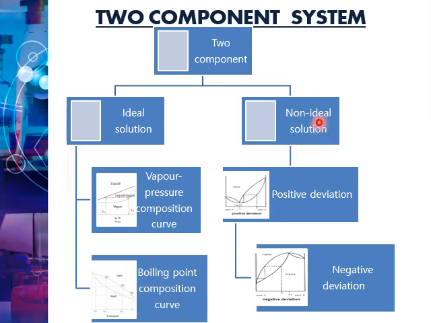All right, for non-ideal solution, which does not obey Raoult's law, this is based on positive deviation and also negative deviation. So what are they? Let's look at it.